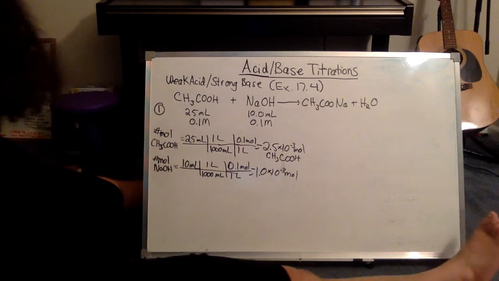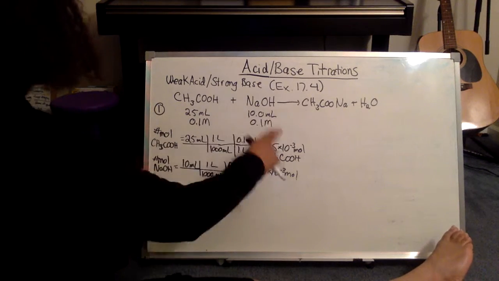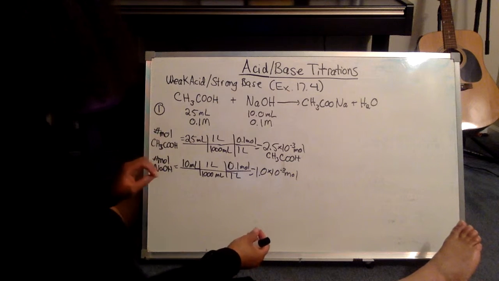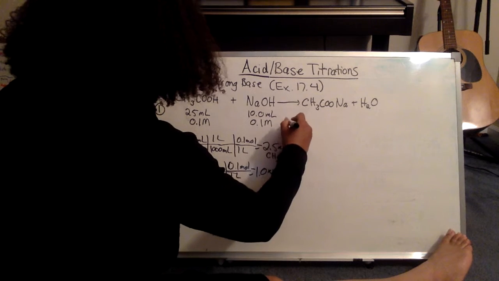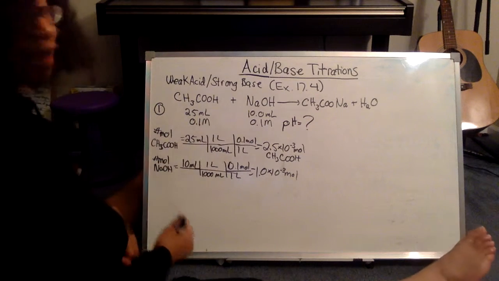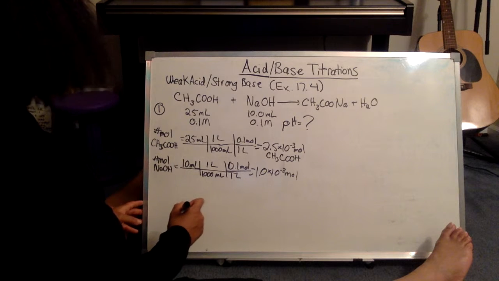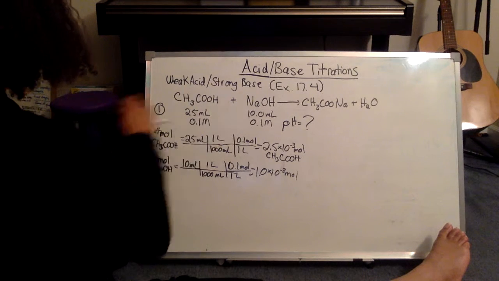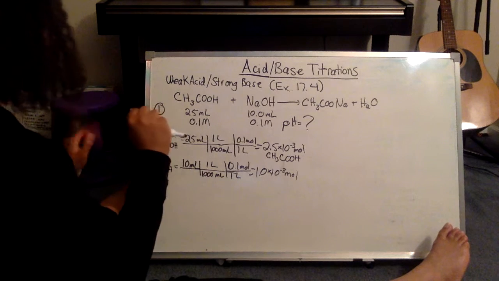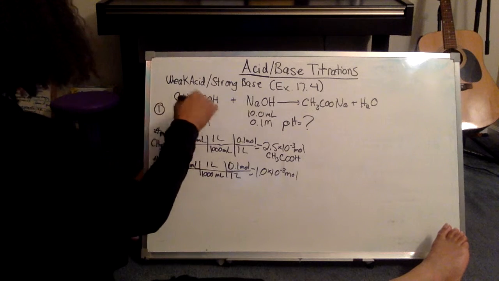So we're going to set up a similar ICE table like we did before. Let's just look at one side of it, because we don't care about what we're producing here. What we care about is the pH of the solution after we add these together. The pH is going to come from whatever's left over of acid, or whatever's left over from base, or if it's totally neutralized. In this case, we're going to have excess acid.